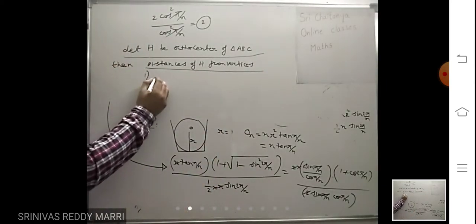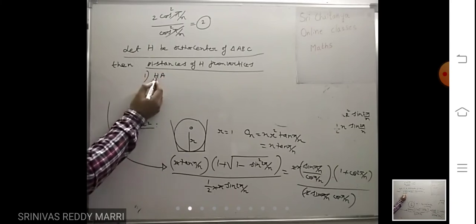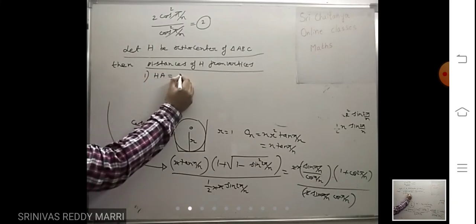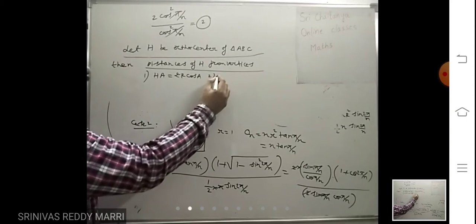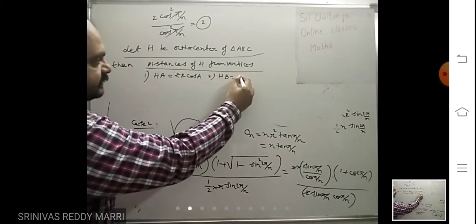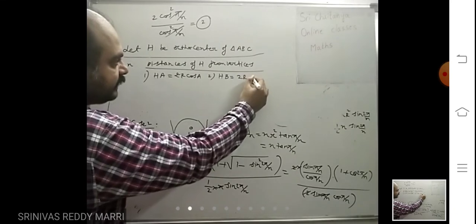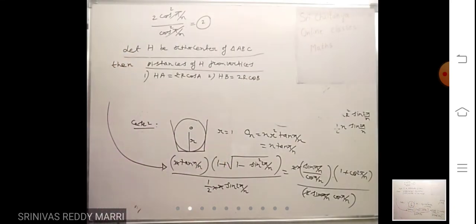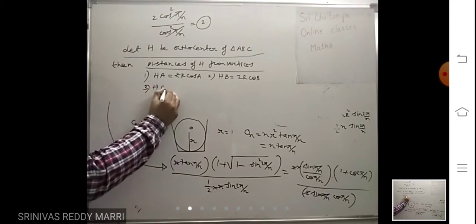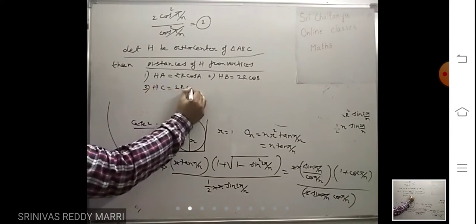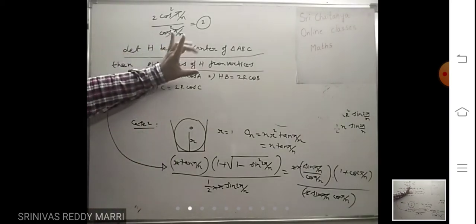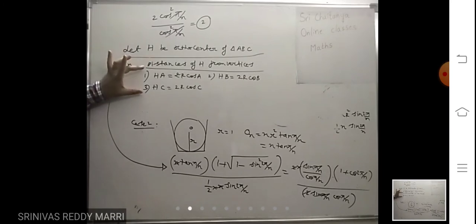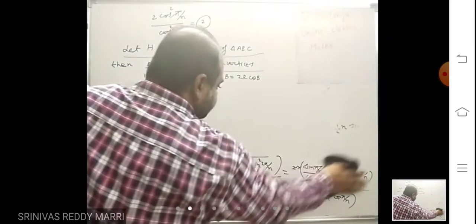Look at here. Number 1. HA. This is the distance of orthocenter to the vertex A. This formula is 2R cos A. I will tell how the formula will come. First note down the formula. HB, distance of orthocenter to the vertex B, 2R cos B. Third is HC, distance of orthocenter to the vertex C. These are the distances of orthocenter from vertices A, B, C. These are the formulas you have to remember. I will tell how you will get them.